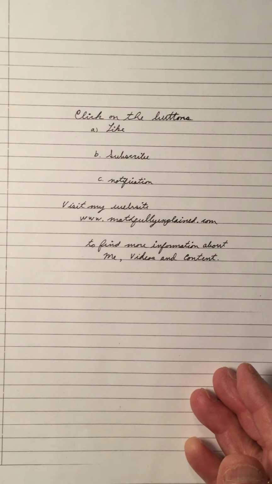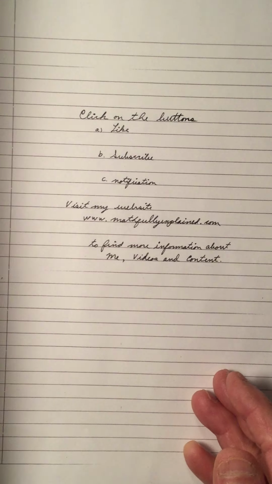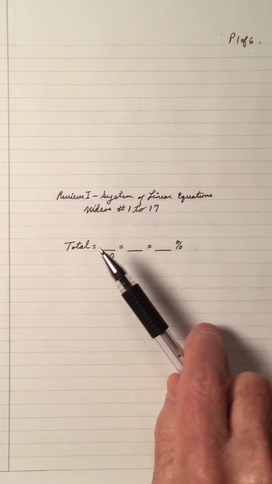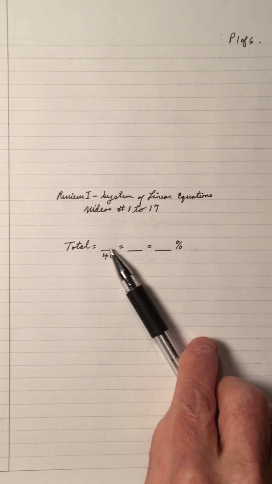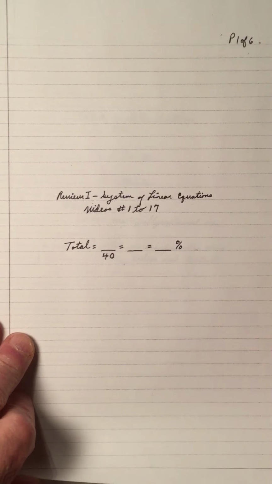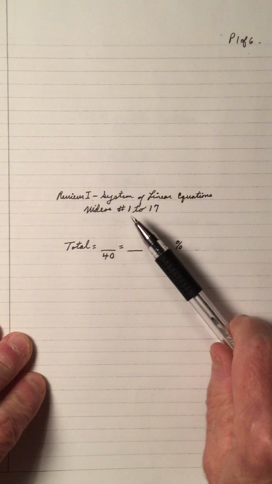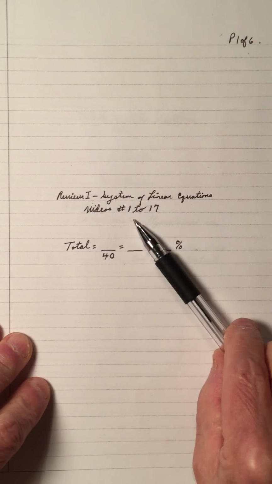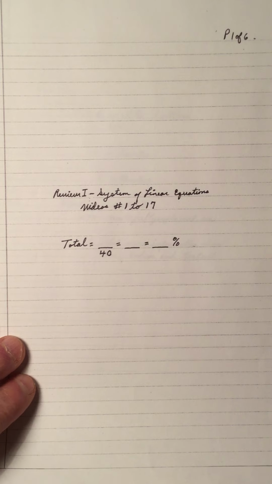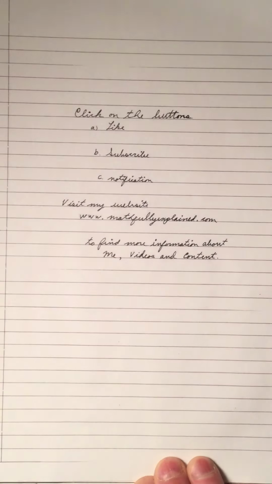And total up your page. When you get your page totaled, total of all the pages, put the mark over 40, divide denominator to numerator, get a decimal, get a percent, and hopefully you did well on your review from 1 to 17. The review is done in order of the videos that I did, from video 1 to video 17.